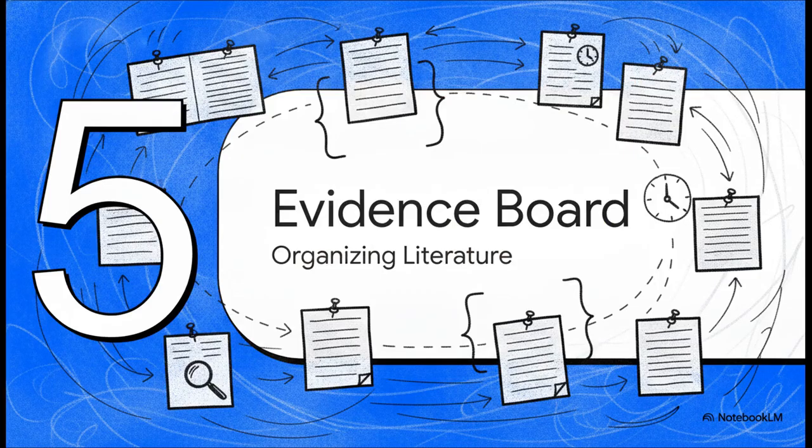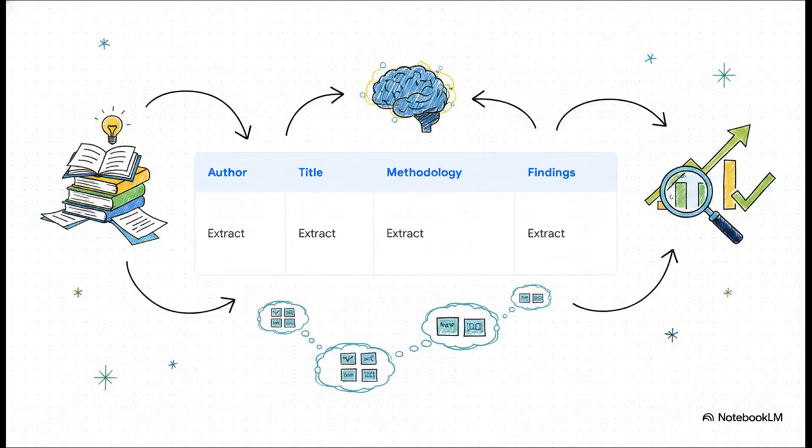Moving right along to Section 5, building the evidence board, organizing and synthesizing. So, how do we take dozens of academic papers and actually make sense of them? Well, you start by organizing them logically. You can group them by shared themes, by the variables they measure, by their methodology, or even chronologically to see how a concept evolved over time.